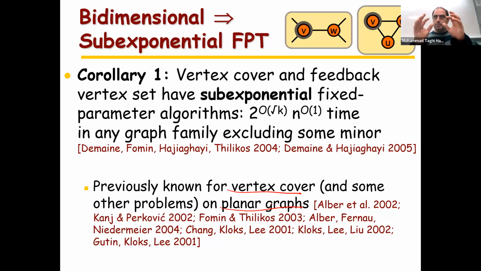Again, the whole idea of bidimensionality is that if K is the solution size for some optimization problem, we can relate that directly with the Treewidth. And the Treewidth is at most square root of K. When you relate it, then all of these results become essentially very easy or almost trivial.